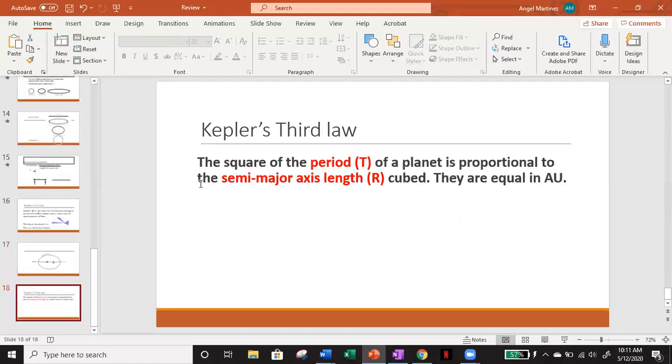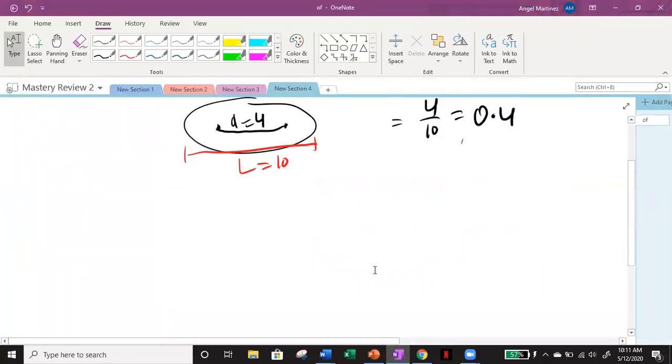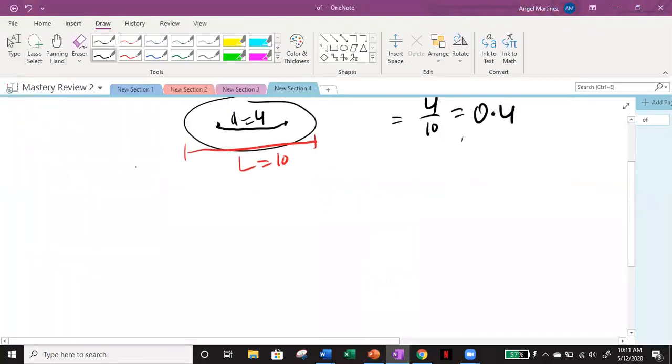Finally, there's Kepler's third law, which states that the square of the period of a planet is proportional to the semi-major axis length, r cubed, and they're equal in AU. So that basically gives this equation: the period squared, T squared, is equal to the semi-major axis length, R cubed.